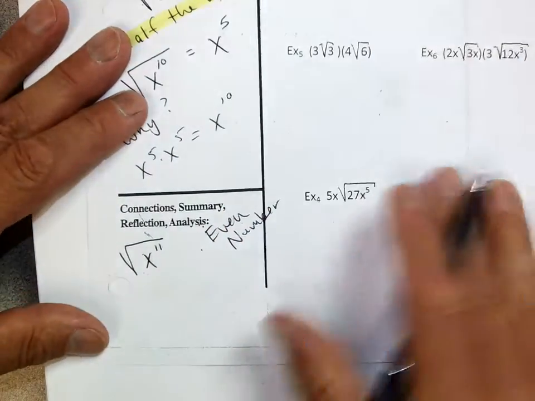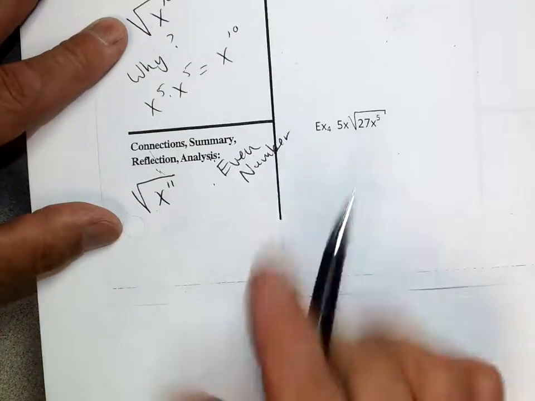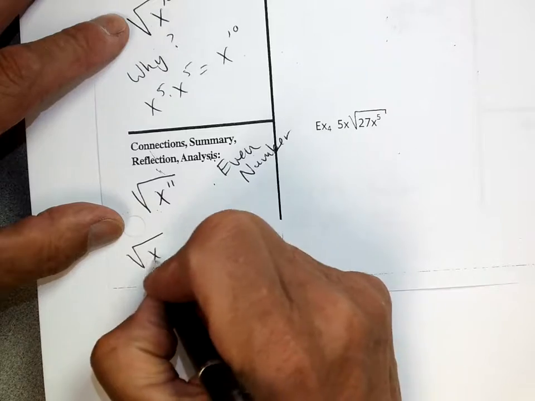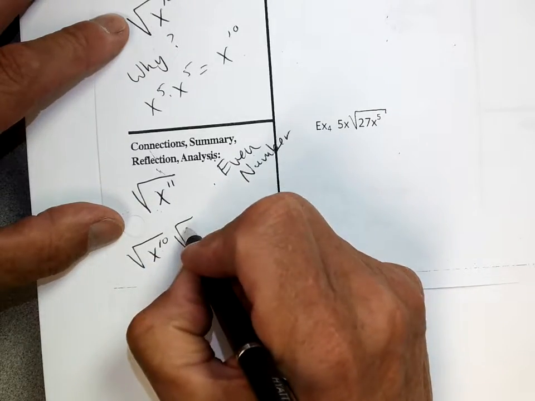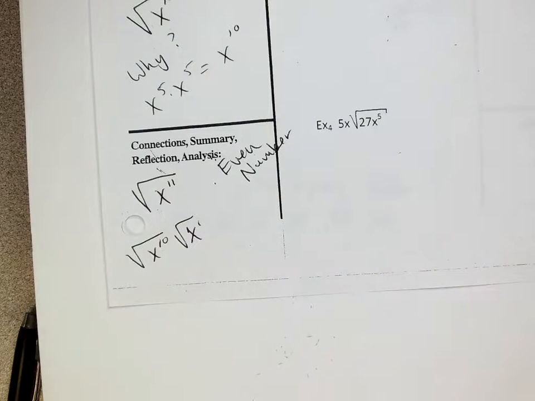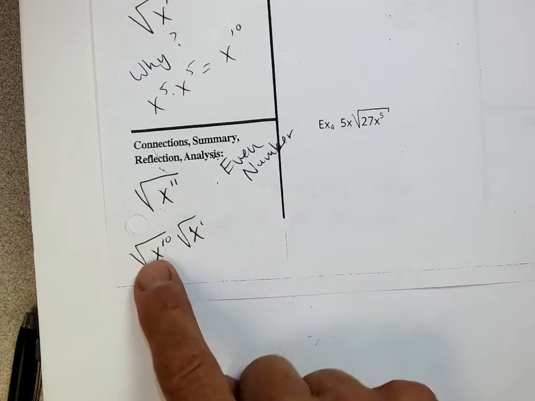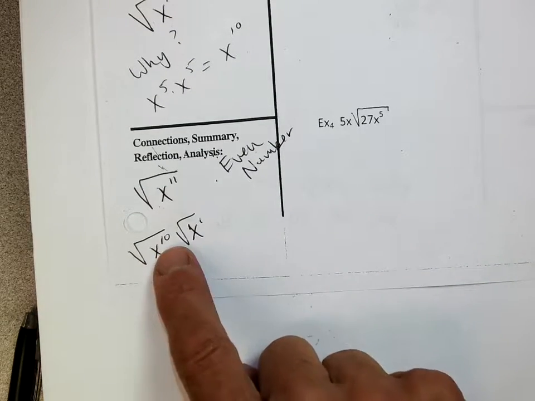So what I'm going to do is rewrite this as the square root of x to the 10th times the square root of x to the 1. If I take 1 away from it, it makes it even, right? Does that make sense? I want to take as much out as I can, so I'm only going to take 1 away from an odd, and it makes it 10 and 1. Everybody okay with how I did that? Square root of x to the 11th is x to the 10th and x to the 1.